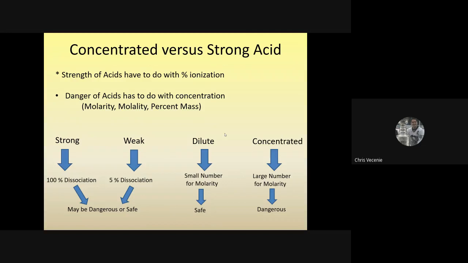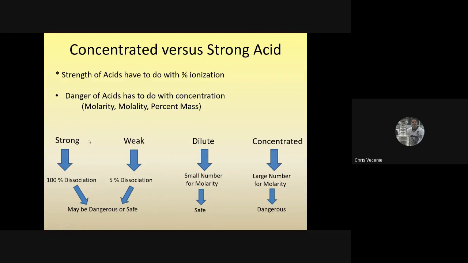So I could have a strong acid that has such a low molarity that it is perfectly harmless to me. But I could have a weak acid, something that breaks down 5%, that is so potent with its molarity, it is very dangerous to me. So this slide here is trying to talk you through that.